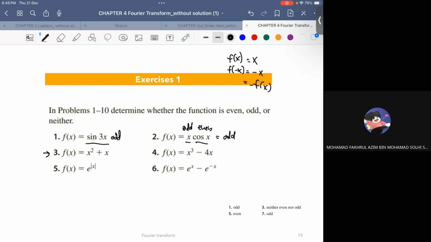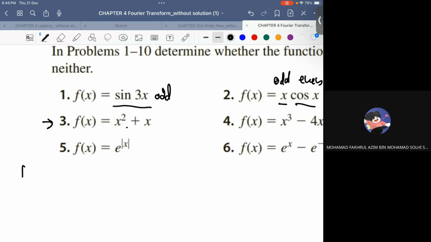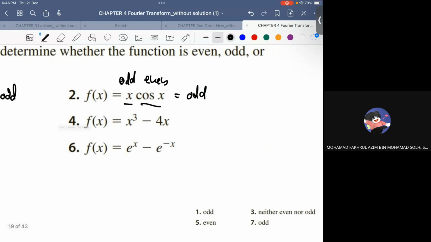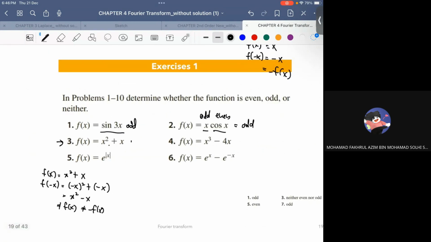Right, number 3, x squared plus x. So number 3, f(x) equal to x squared plus x. When you substitute negative x, you get negative x squared plus negative x. So you get x squared minus x. So x squared minus x is not equal to f(x), and also not equal to negative f(x). So this one is neither function.